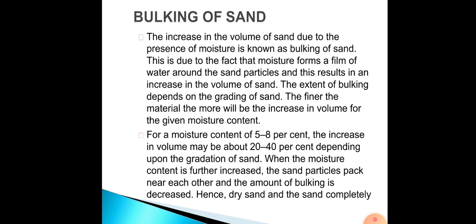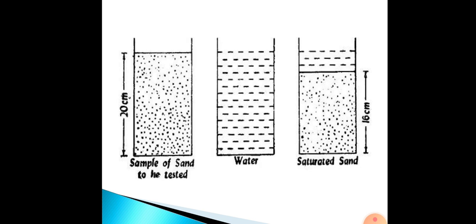Normally if there is about 5 to 8% moisture in a given sample, we see an increase in volume by about 20 to 40%, depending upon the grade of sand. Whenever we increase the moisture content further, the sand particles pack near each other and the bulking or the volume will decrease. So this process we call bulking of sand.